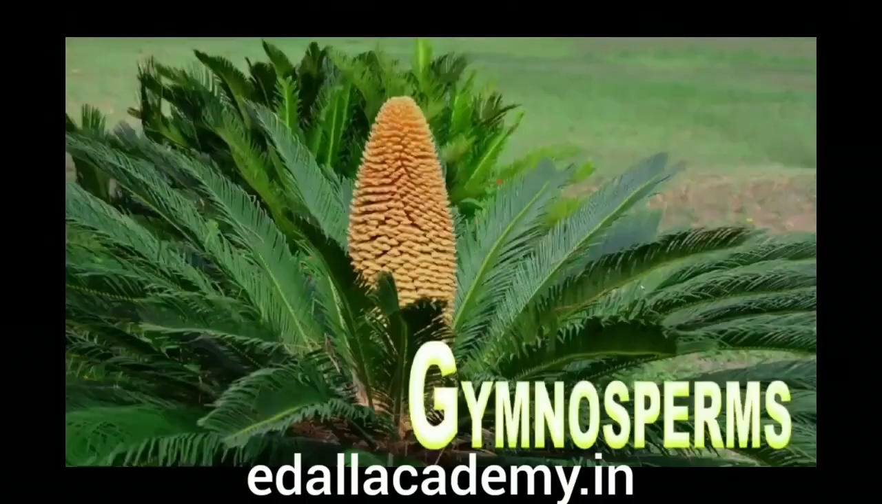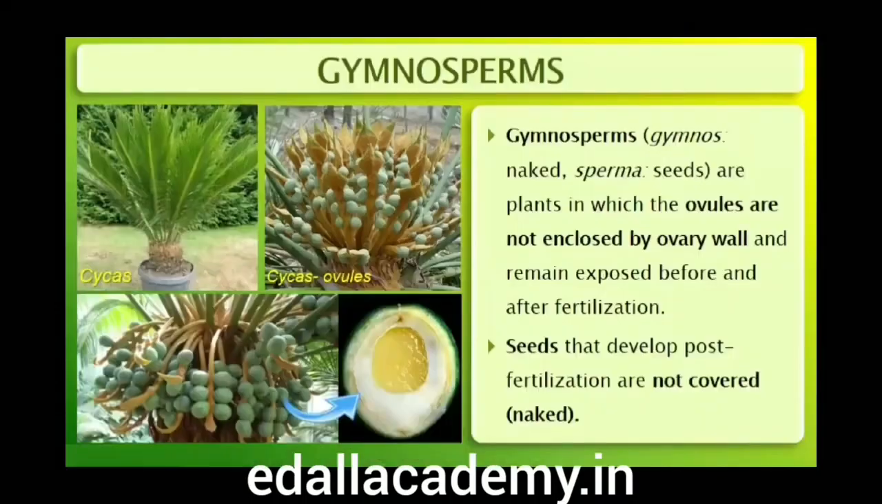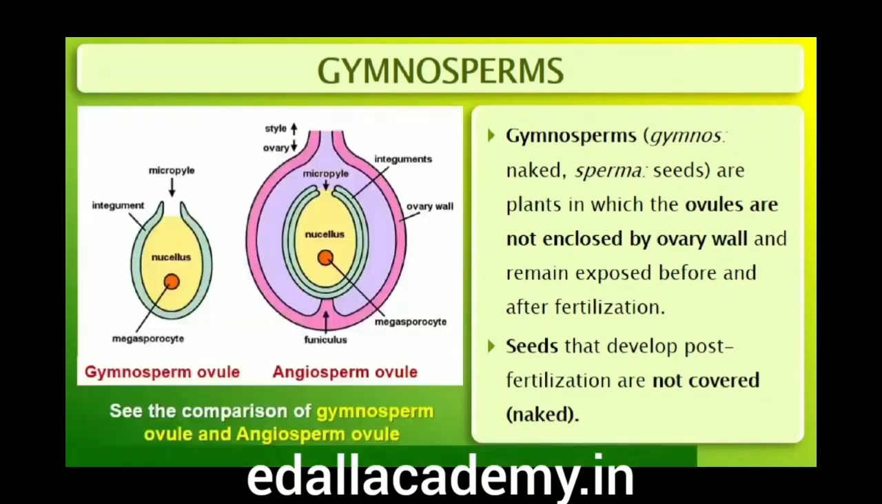2.4 Gymnosperms. The gymnosperms (gymnos: naked, sperma: seeds) are plants in which the ovules are not enclosed by any ovary wall and remain exposed, both before and after fertilization. The seeds that develop post-fertilization are not covered, that is, are naked.